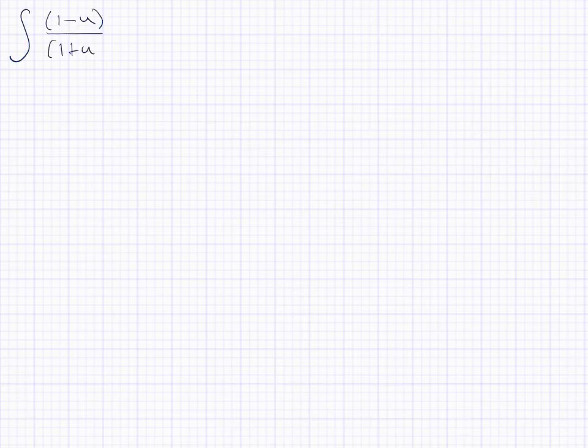So we have this integral of 1 minus u over 1 plus u du. And what I'm going to do is make a substitution. I'm going to say, let's let 1 plus u equal t. Okay, I can't use u. You know, usually we do use u substitution, but we already have u. I don't want to use x or y. We already have that. So let's just call it t.